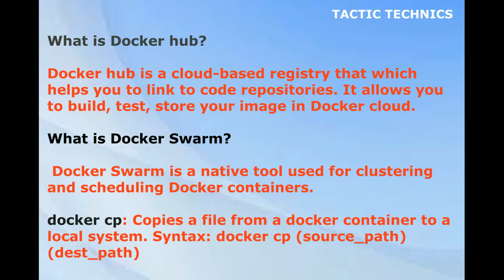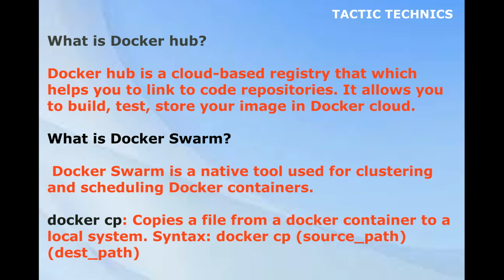What is Docker Hub? Docker Hub is a cloud-based registry which helps you to link to code repositories. It allows you to build, test, and store your image in Docker Cloud. What is Docker Swarm? Docker Swarm is a native tool used for clustering and scheduling Docker containers.